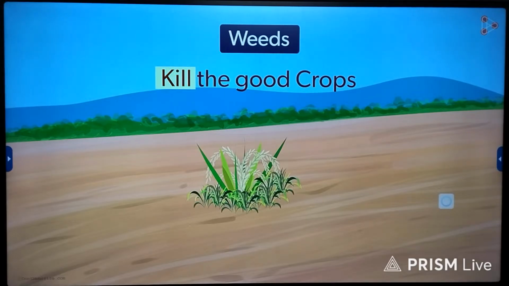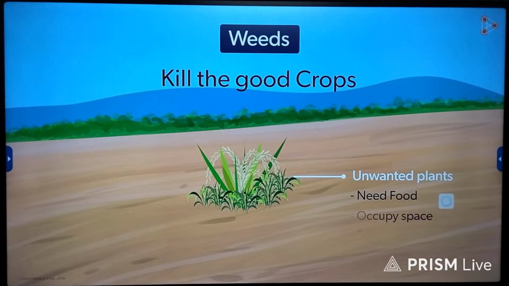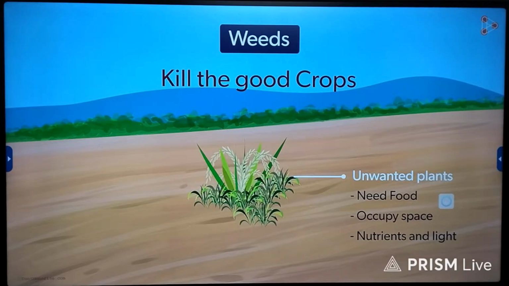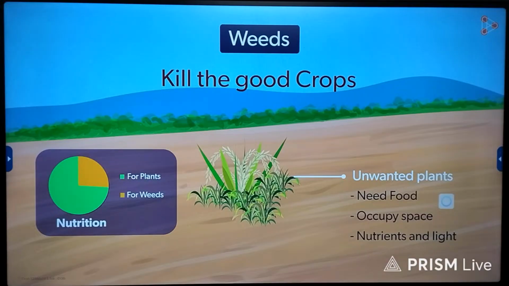Kill? How can weeds, which are just plants, destroy crops? Competition is the answer to this question. Weeds are unwanted plants that grow alongside the crops. They do need food, they occupy space, and they depend on nutrients and light. If the weeds continue to grow, they will take up a huge share of these factors and in turn would threaten the growth of the crops.